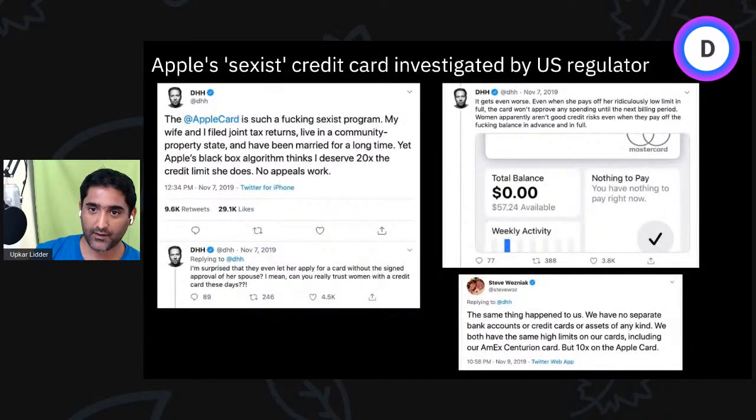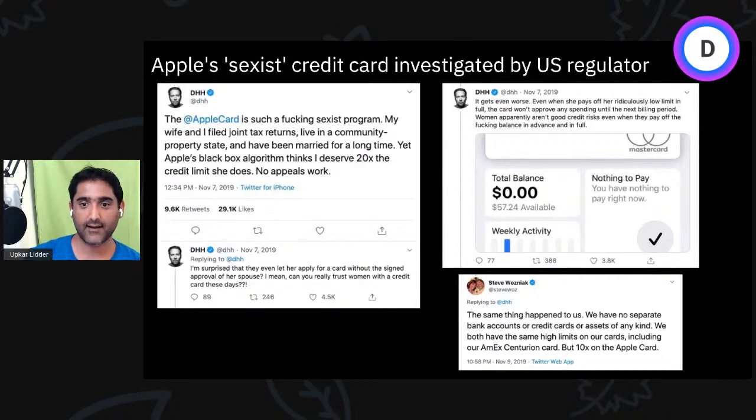Now, here's a more recent example. This one should have a date. So this is 2019, last year, end of the year. I came across this tweet by DHH. He's the creator of Ruby on Rails, as probably some of you know. And the situation here is that him and his wife, they have joint property. So technically on paper, they are equally wealthy, and they applied for an Apple card. And it turns out he got 20x more credit limit than she did.